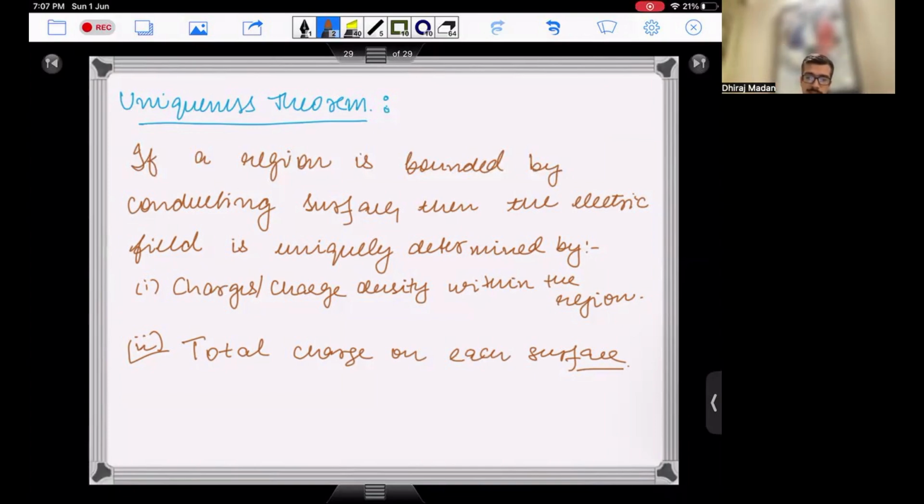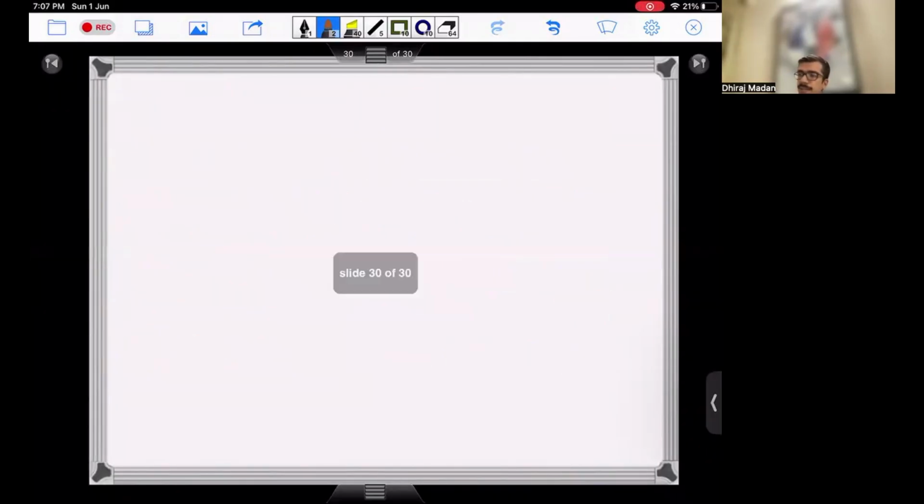If you know there is some region and it is bounded by conducting surface, then you need to know the charge density within each region to compute the electric field within the region, and the surfaces which are bounding that region. So let's take the previous example only and let's try to understand this.